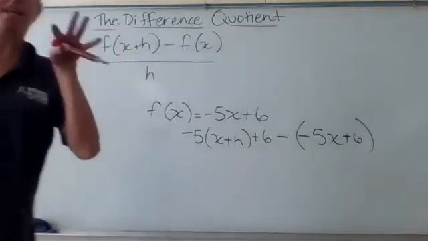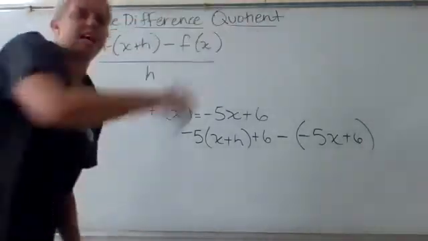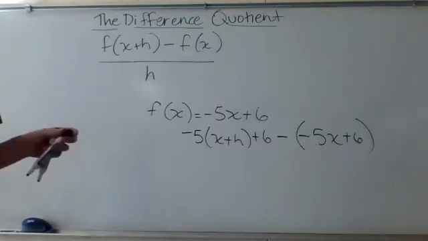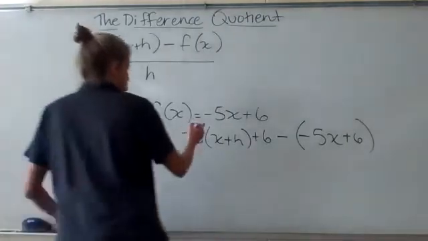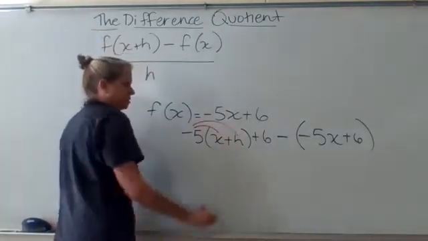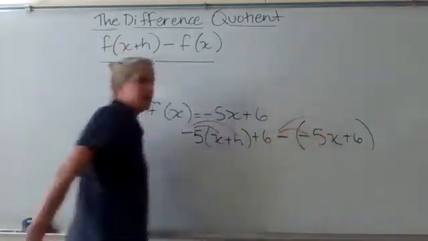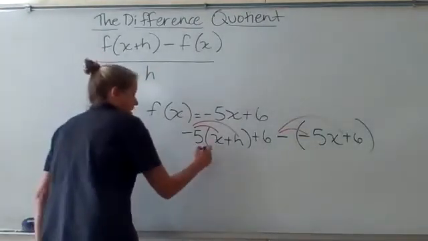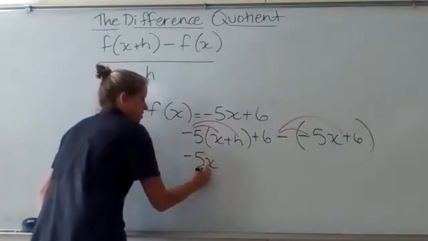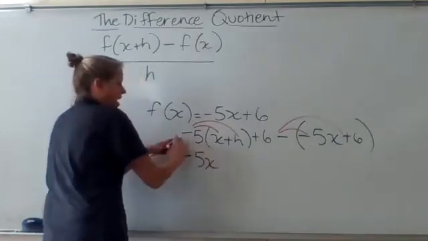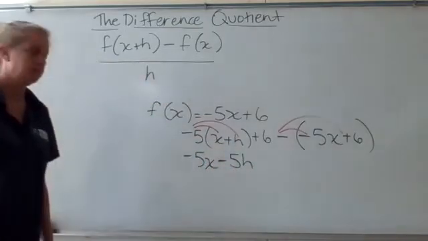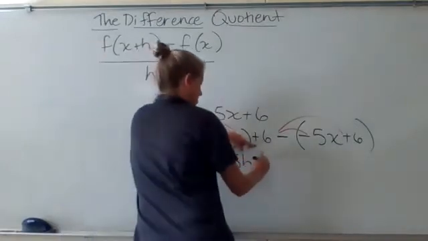So once you plug in the f of x plus h and then subtract the f of x from it, the next step is always going to be to distribute, to remove those parentheses and clean things up. So let's see, if I distribute this negative 5 here and that negative there, let's see what it's going to leave me with. Negative 5 times x is negative 5x. Negative 5 times h is negative 5h. Bring down my plus 6.